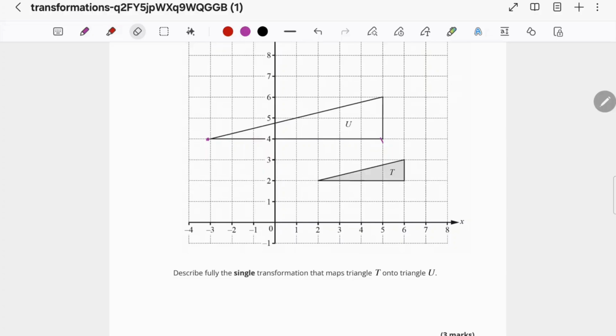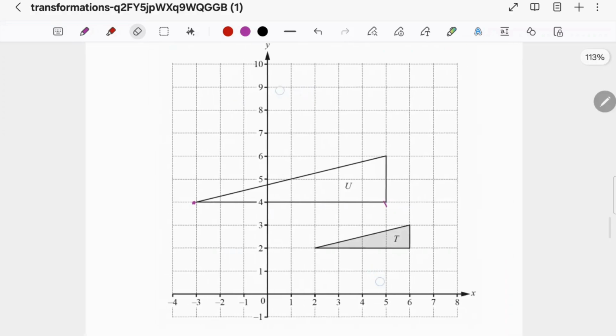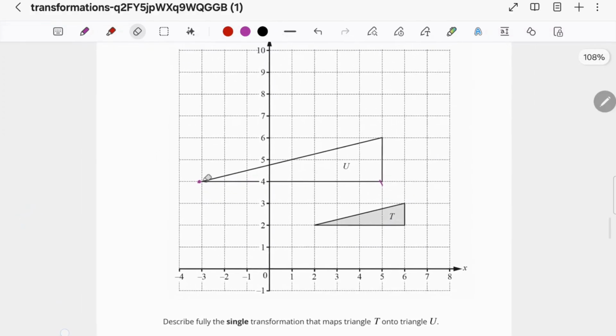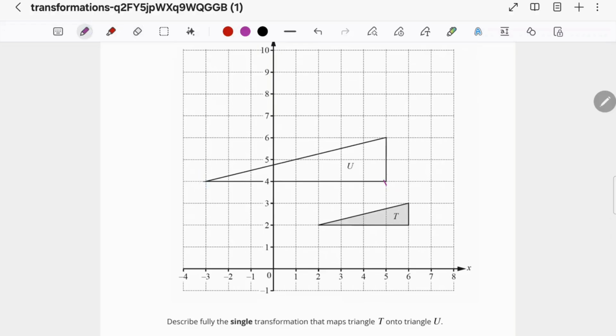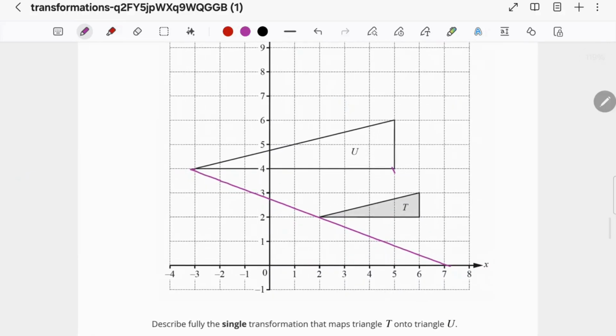Is that okay? So what will you do? You will join the corresponding vertices and produce in the direction where you think these both will intersect. So you can see we have joined 2 corresponding vertices of both triangles, and we have produced it in the direction where we think the other pair will join. Now look at that. So one more pair of corresponding vertices.